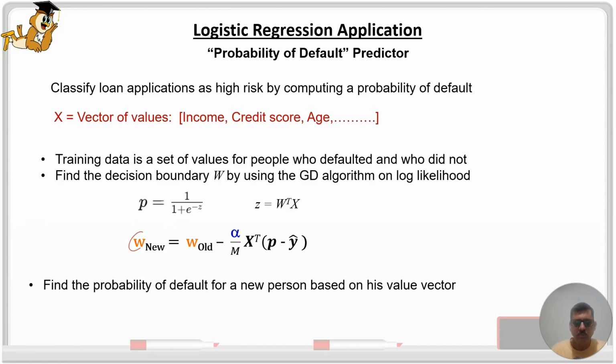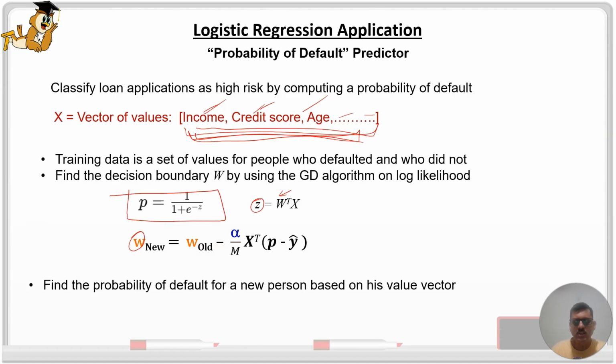When you find the best W, what you do is, when you are given a test sample, a person you have not met before, whom you have not seen in the training data, with some input vector X, he would also have some income, some credit score, and age, and so on. You are given an X. You do W transpose X using the optimal W that you found after doing gradient descent to find Z, and then you find the probability using the sigmoid function.